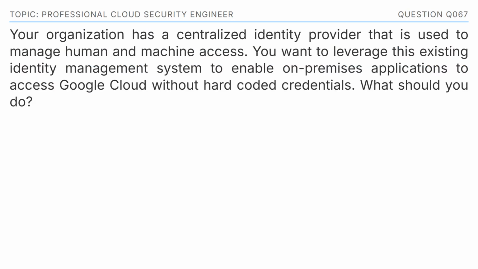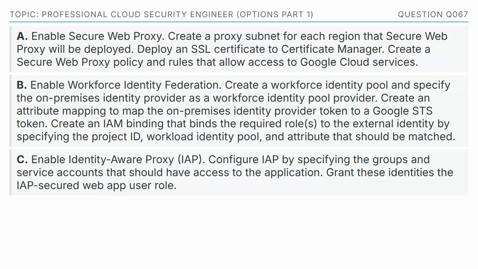Your organization has a centralized identity provider that is used to manage human and machine access. You want to leverage this existing identity management system to enable on-premises applications to access Google Cloud without hard-coded credentials. What should you do? The options are: Option A.